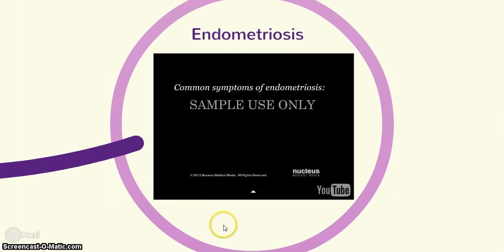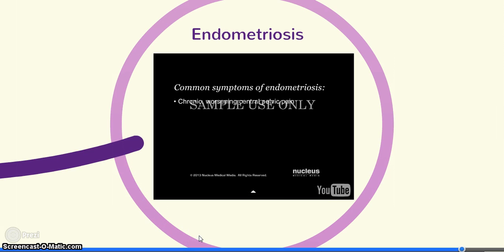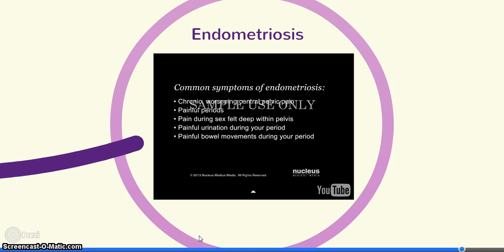If you have endometriosis, you may have one or more of these symptoms. Chronic, usually worsening central pelvic pain. Pain before or during your period. Pain during sex felt deep within your pelvis. Painful urination during your period. Painful bowel movements during your period. Abnormal bleeding. Diarrhea, constipation, or nausea. And difficulty getting pregnant, called infertility.